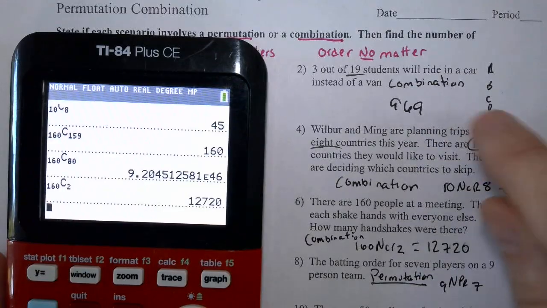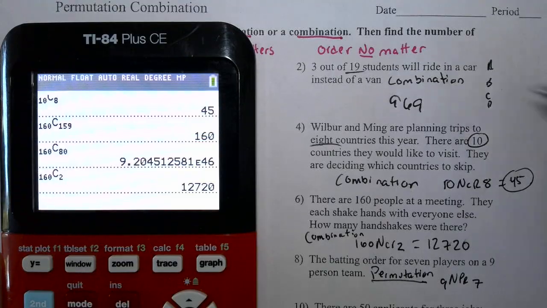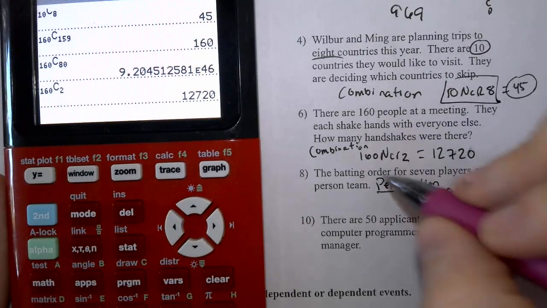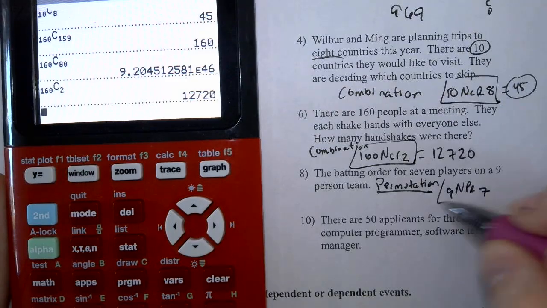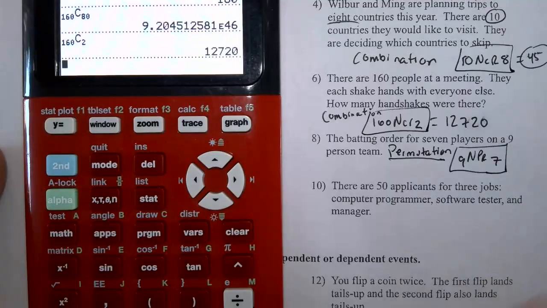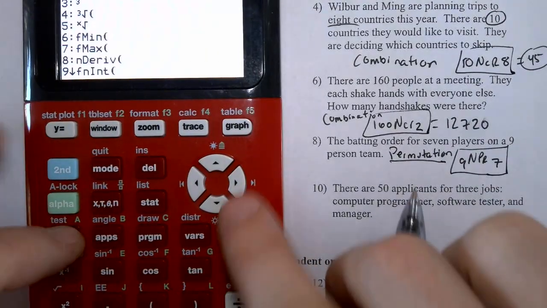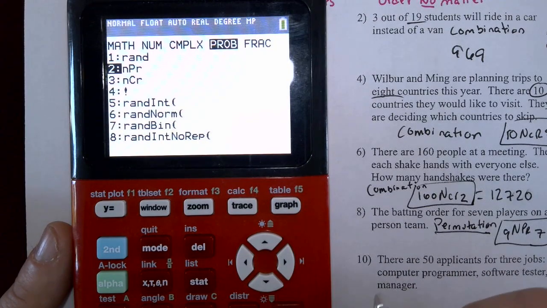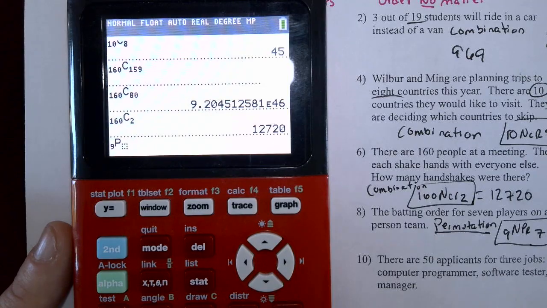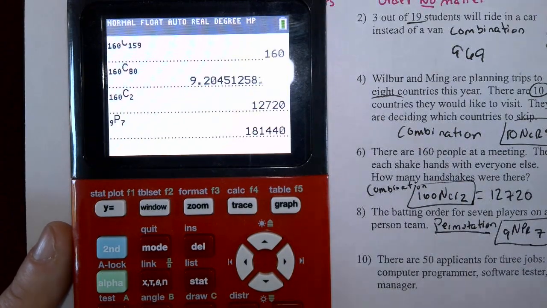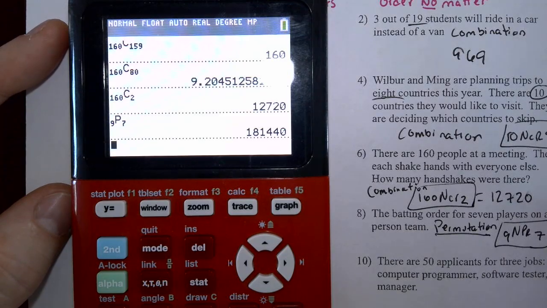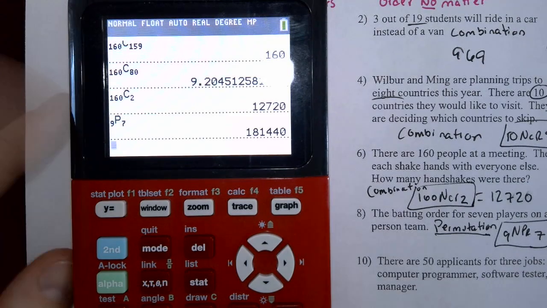And when you're doing these, please, please, please type what you would actually have. So I didn't do it here. Type what you put in your calculator: 10 nCr 8, 160 nCr 2. 9 nPr 7, okay? So 9, math, probability, we go to nPr for the very first time, and then we hit a 7 because we got 7 players, and this is a whole lot of ways that you could line them up. 181,440. Wow.